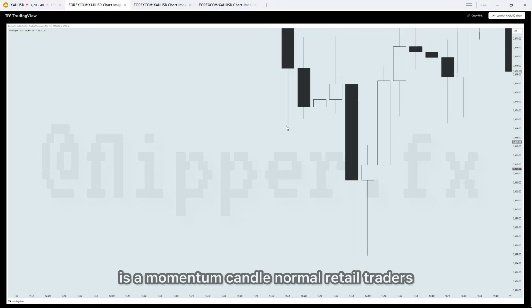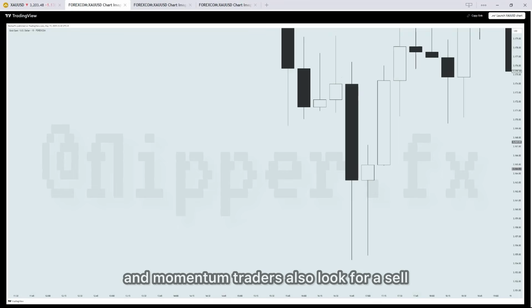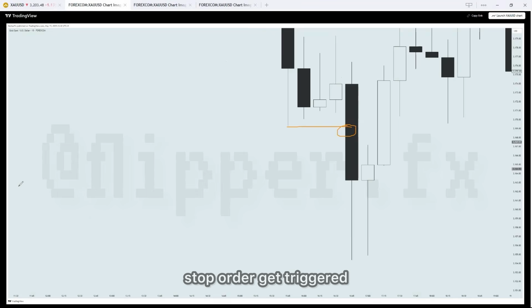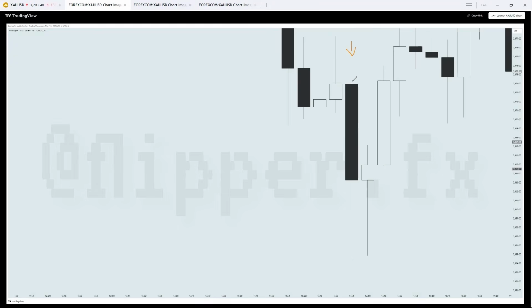Normal retail traders look for a sell here, and momentum traders also look for a sell here. Many people place their orders below this low. As soon as this low breaks, their stop orders get triggered. But we don't trade like this, placing orders here or getting trapped in such false trades.